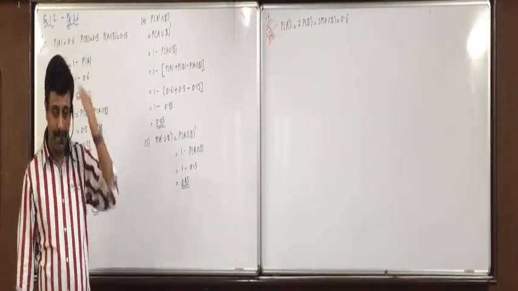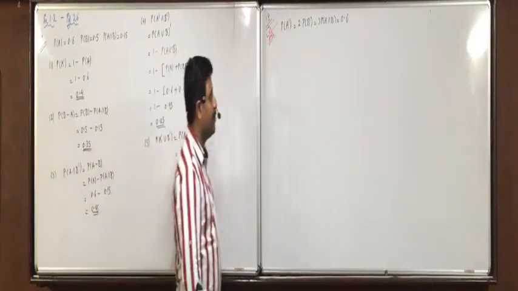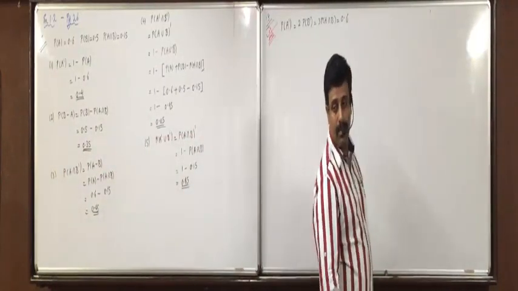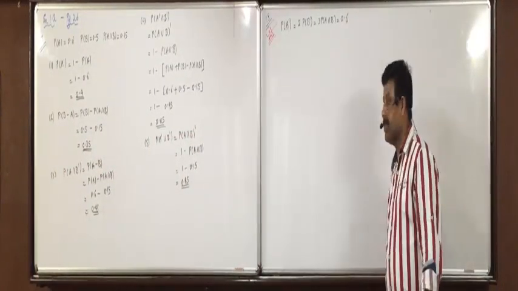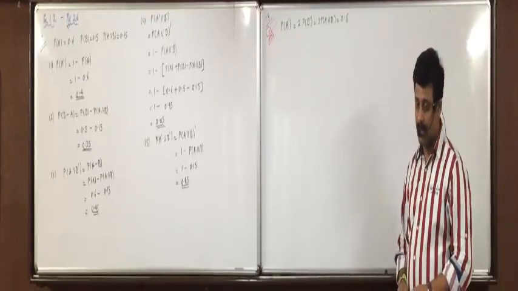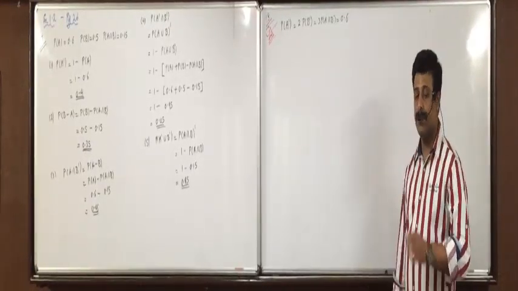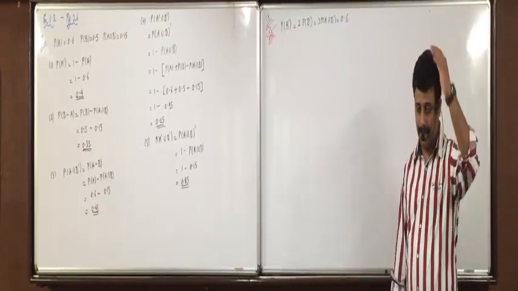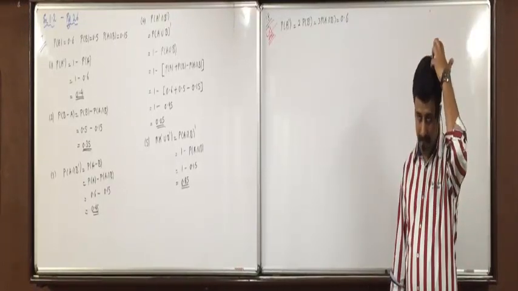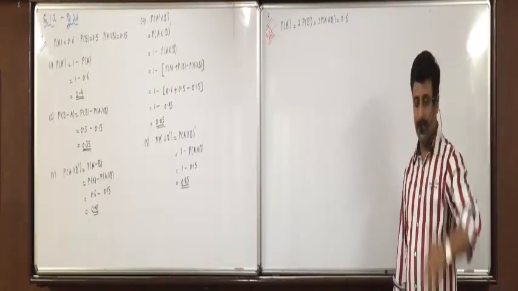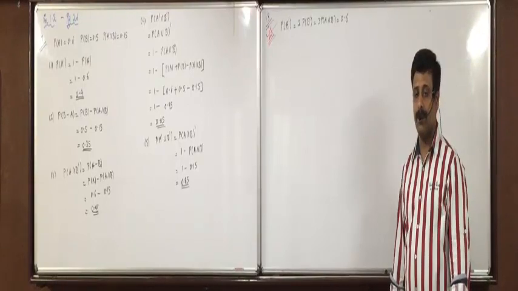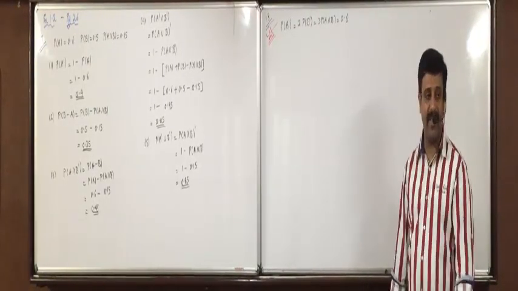P(A') is equal to 0.6, then P(B') is equal to 0.3, and P(A∩B) is equal to 0.2. After that? Then P(A) is equal to 1 minus P(A'), which is 1 minus P(A'). Correct, sufficient. Be attentive everyone.